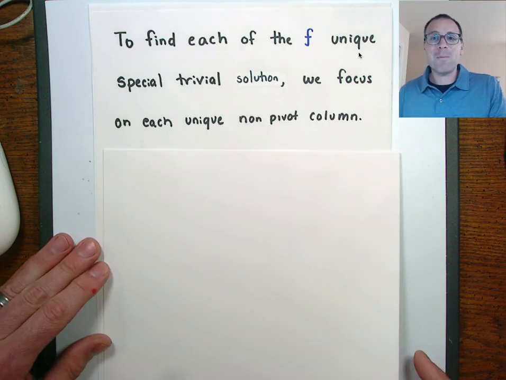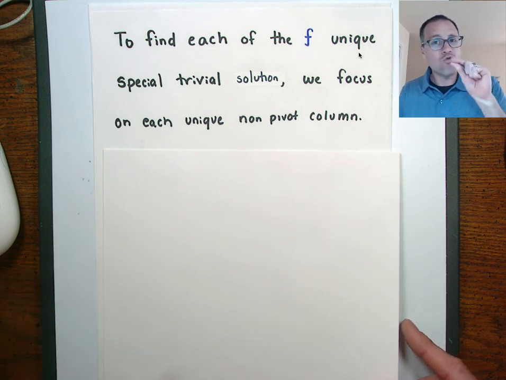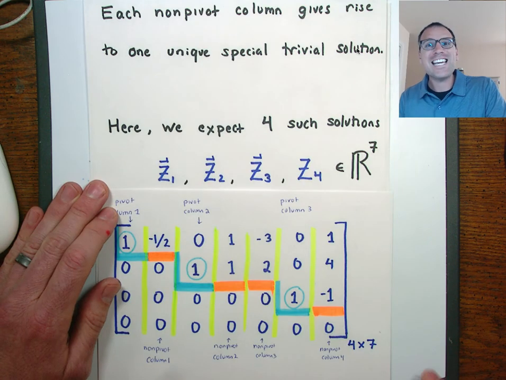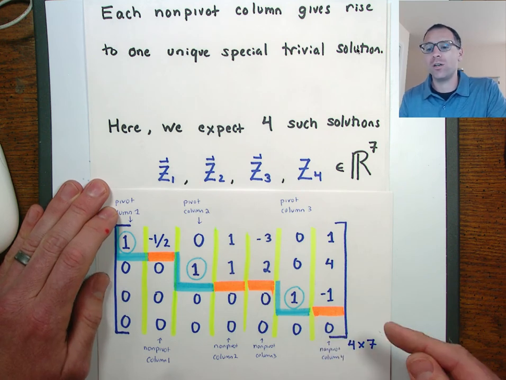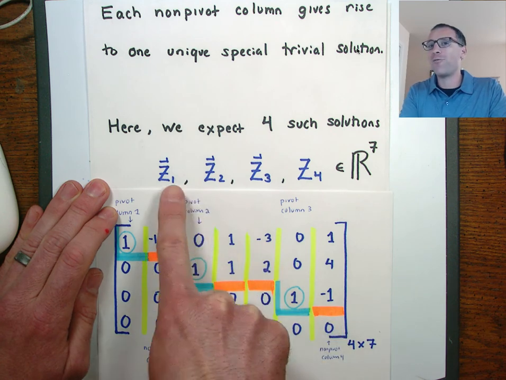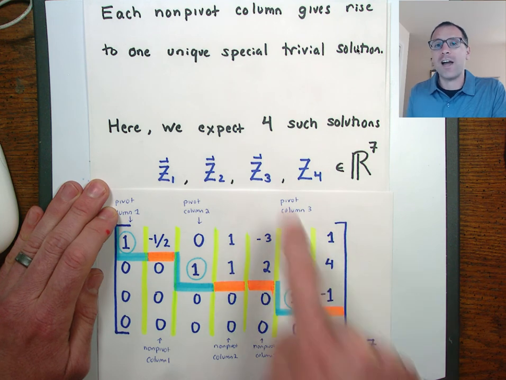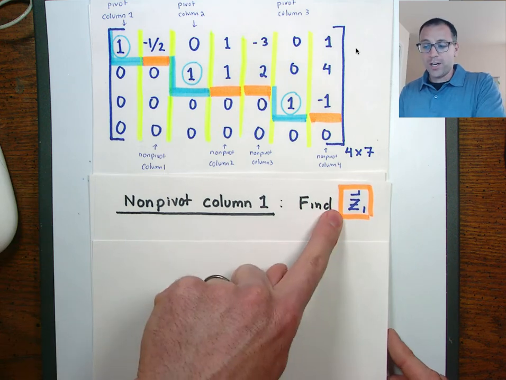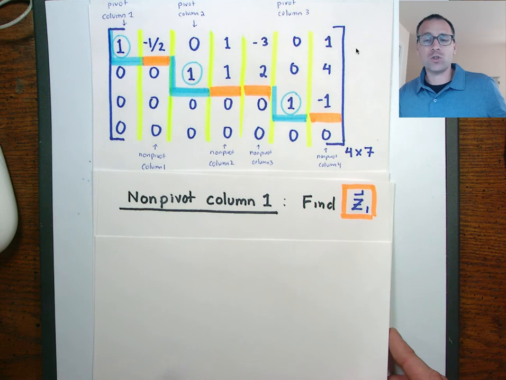This implies that the best way to find these unique, special, trivial solutions is to really focus in on those non-pivot columns. This is because each non-pivot column gives rise to one unique special solution. There are 1, 2, 3, 4 non-pivot columns, so we are looking for 1, 2, 3, 4 unique special solutions. Let's find them. We'll start our search with non-pivot column 1. We're going to use non-pivot column 1 to find the first unique special trivial solution.